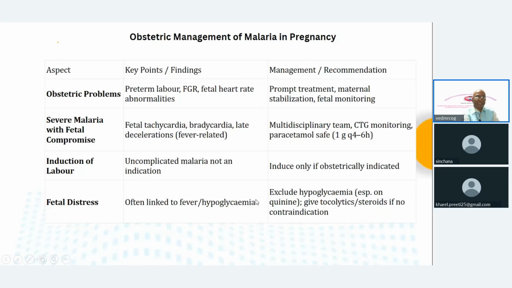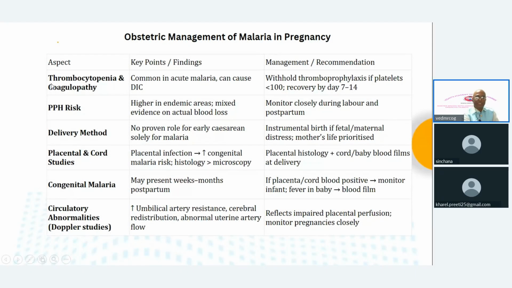Fetal distress is often linked to fever or hypoglycemia. So always exclude hypoglycemia, especially if she is on quinine, and give tocolytics or steroids if there is no contraindication. Okay. So if there is thrombocytopenia or coagulopathy, you will withhold the thromboprophylaxis. There is a PPH risk, so you need to watch carefully. Delivery method: no proven role of early cesarean for malaria. Placental and cord blood studies you have to carry out.